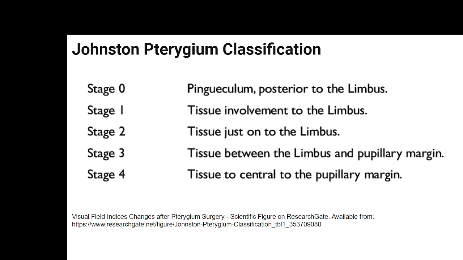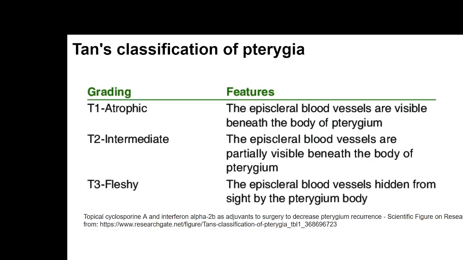then that's called stage 1. And if it is slightly thicker and it's just on the limbus, you can see that as a raised surface, that's called stage 2. And the limbus and the pupillary margin, if it is a wider area, then it's called stage 3. And if it reaches to the central pupillary margin, towards the cornea, then it's called stage 4.